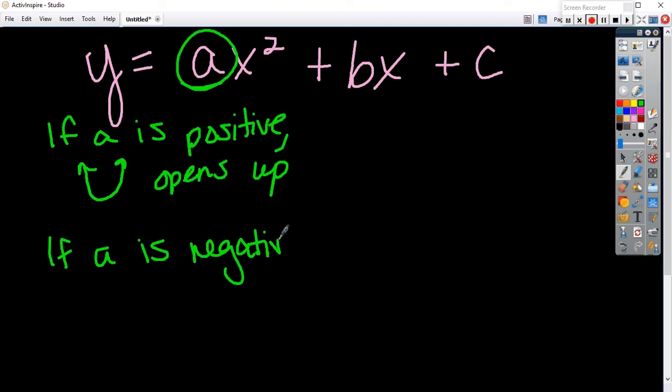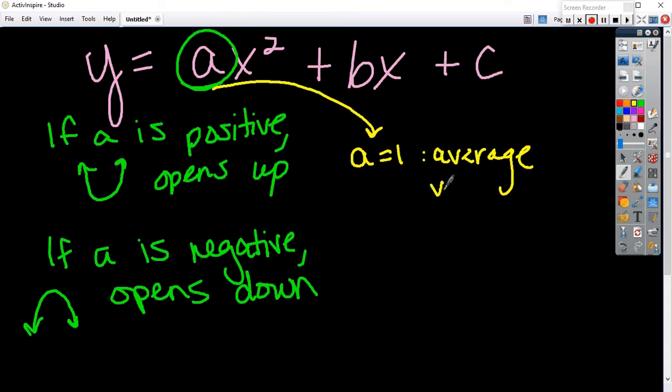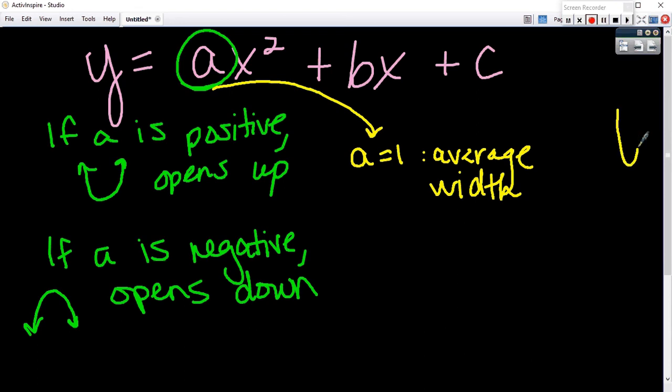Negative opens down. So it's going to be like this. Does that confuse anybody? The other thing that A does, and this gets a little bit more confusing: we say if A is 1, that the width of the graph is an average width. Average. And what I mean by that is parabolas come in all shapes and sizes. Some of them may be skinny, and some of them may be wide. They're still parabolas, okay? So we say if it's 1, it's an average width.